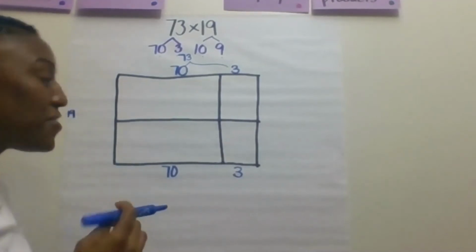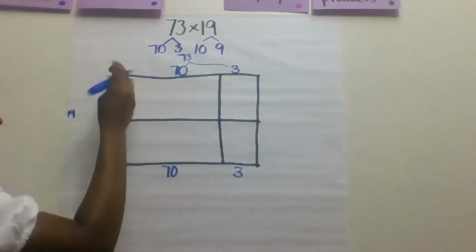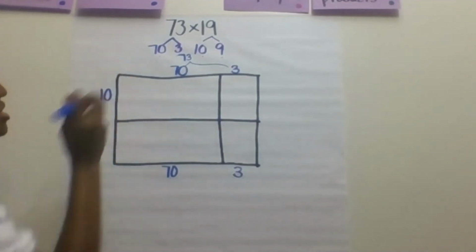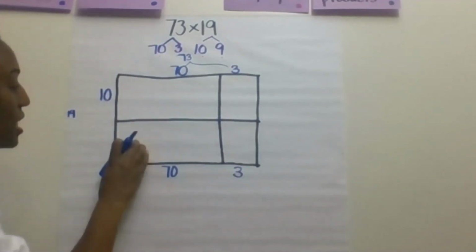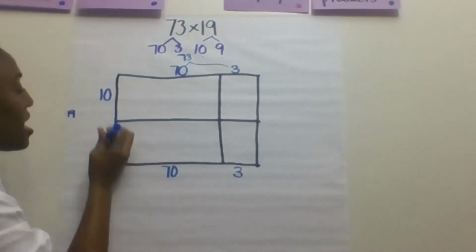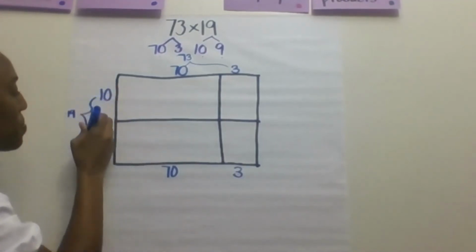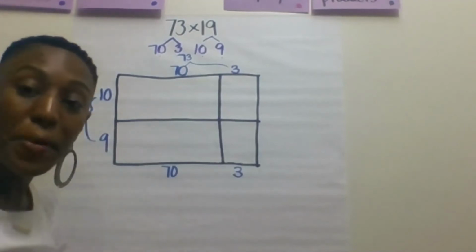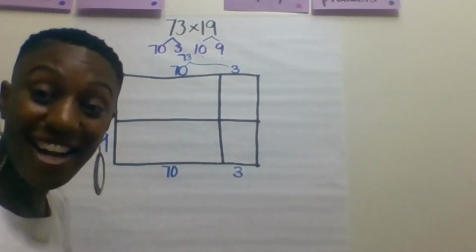And now let's label. This piece is the bigger part, so this length is going to be 10. And then this is my very close in size part, so I'm going to make that 9. And then together, they both added back up to our factor of 19.